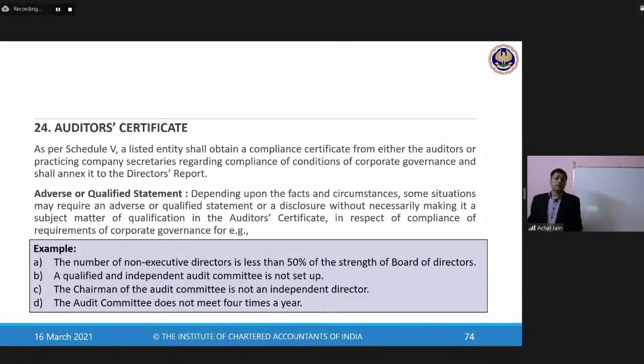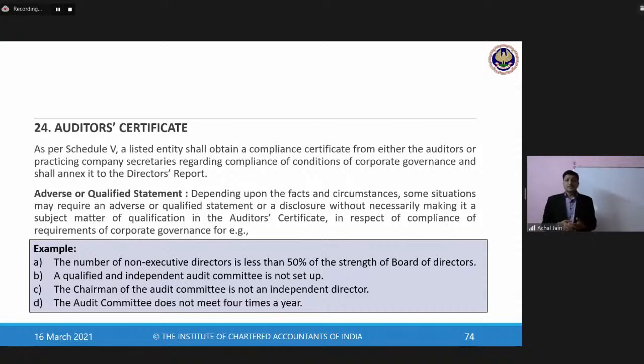As around the requirements of corporate governance. Let's see, for example. Now, what is this certificate and what are these non-compliances which are required to be reported? See, first, auditor is required to issue a certificate, and it can be a practicing company secretary also.